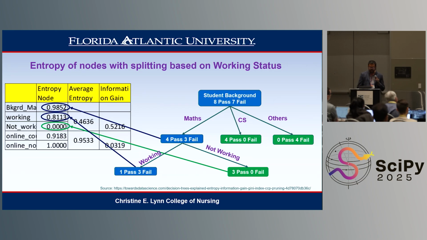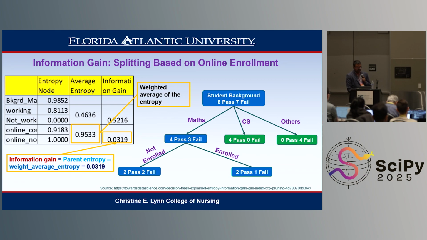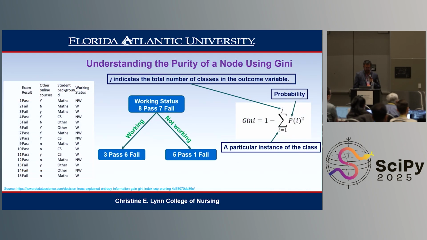And this is much less than if you decided to split based on whether the students are enrolled in other online classes or not. And over here, it's just a reiteration of the same logic. This is much less for the other feature. And we keep doing that till we get a very homogeneous split.